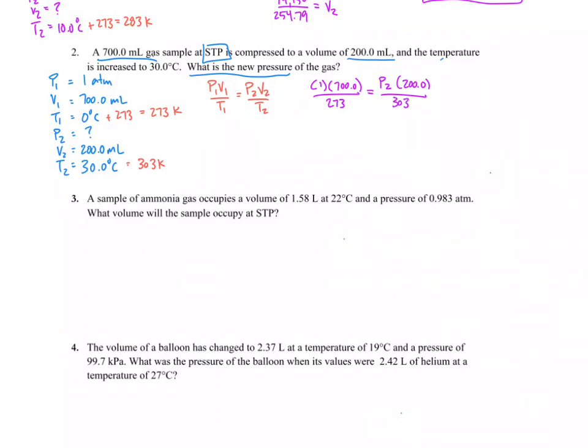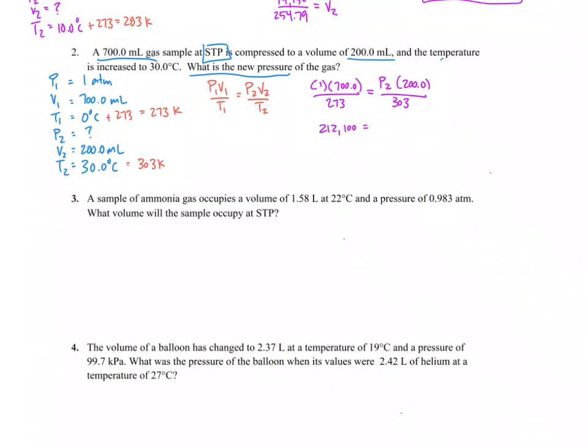So now we are going to cross multiply. I'm going to cross this part first. So 1 times 700 is 700. 700 times 303 is going to give you 212,100.